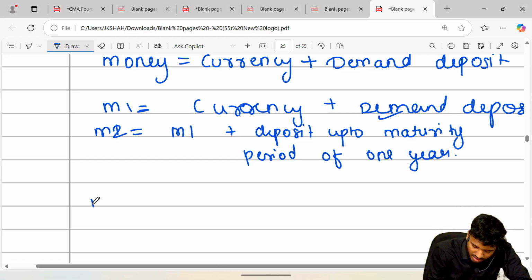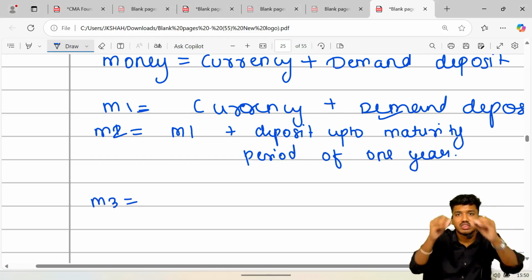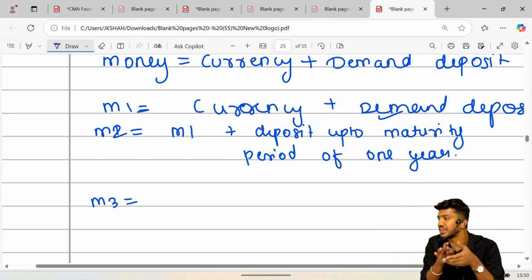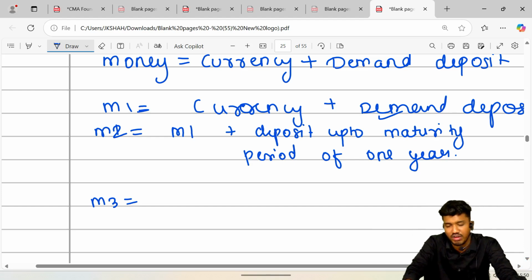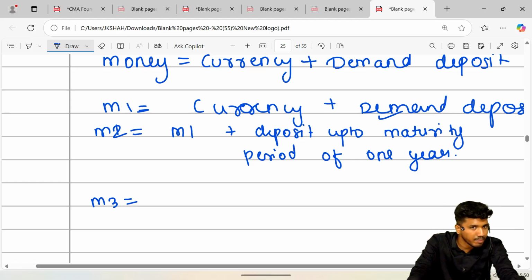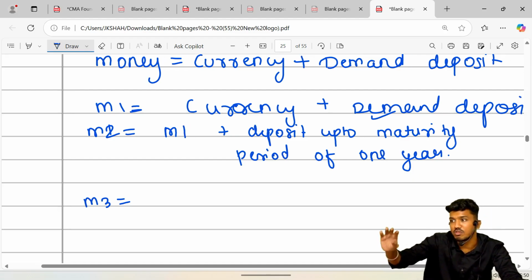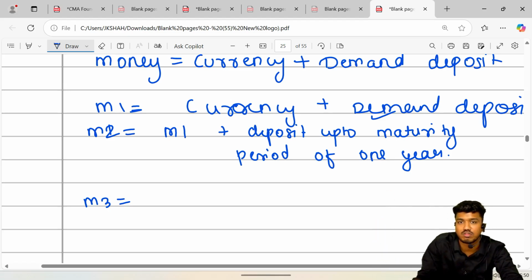Next, further, after some duration, the basic definition of money, the narrowest definition of money, was currency, cash in hand and cash at bank, currency plus demand deposit. Further, the definition of money or the aggregates of money got expanded. Currency was also money, demand deposit was also money, and also something called deposits which are maturing within 1 year.